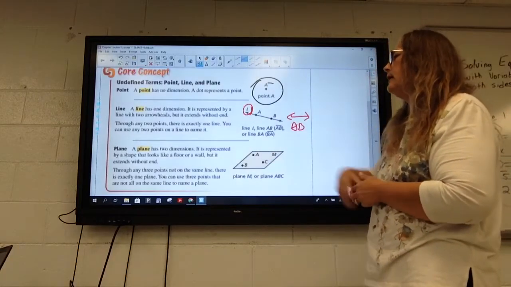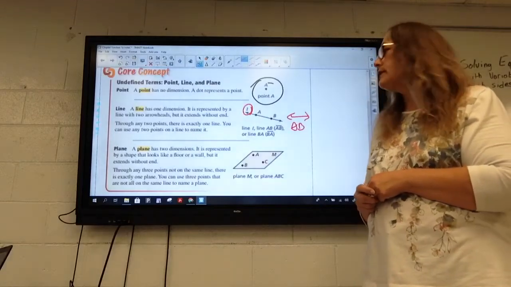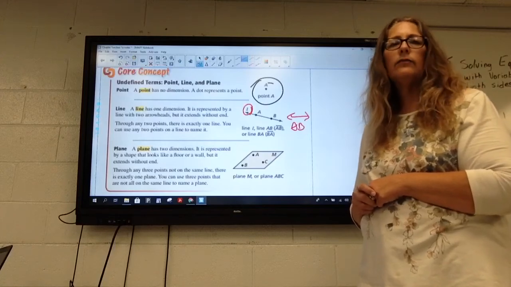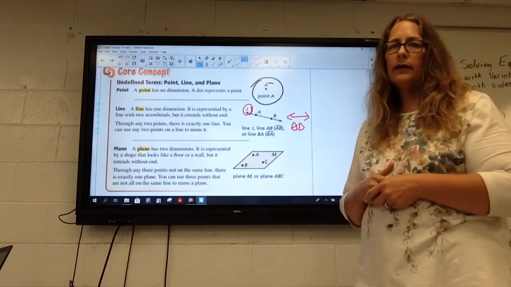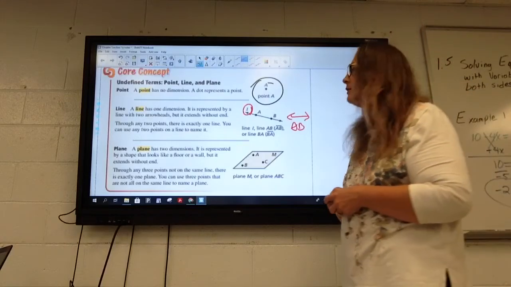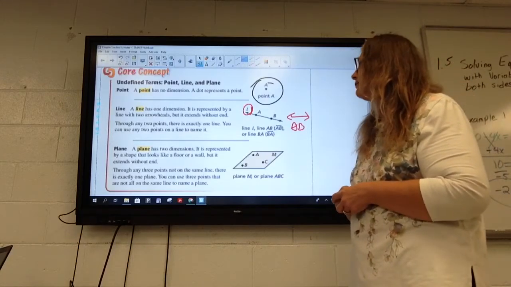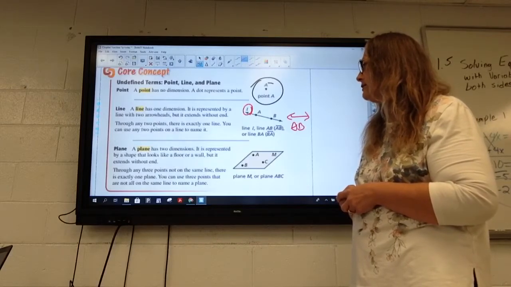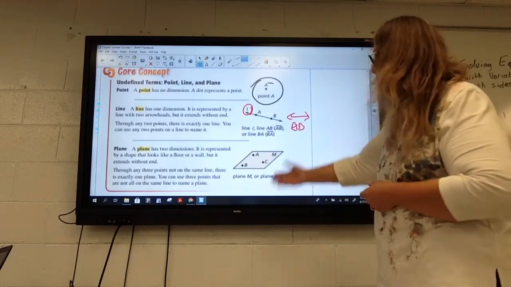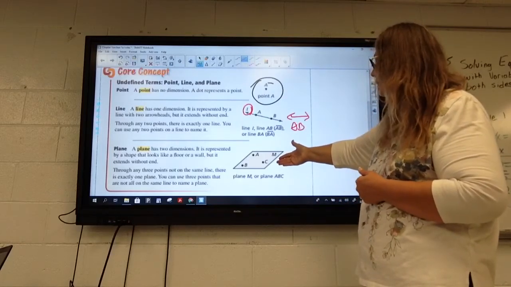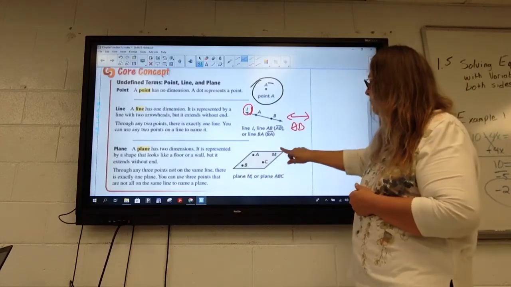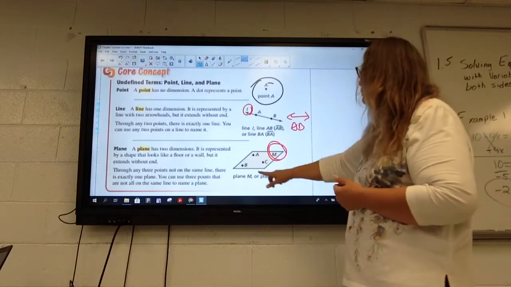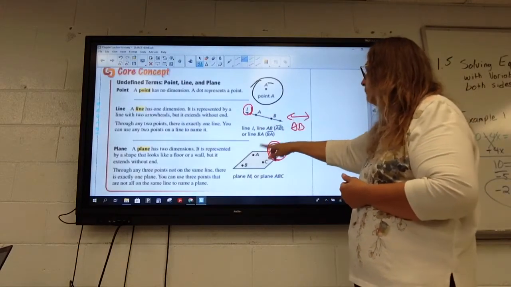A plane. A plane has 2 dimensions. It is represented by a shape that looks like a floor or a wall, but it extends without end. The floor has boundaries. We use the boundaries to represent it. Through any 3 points not on the same line, there is exactly one plane. You can use 3 points that are not all on the same line to name a plane. So here's our shape to represent our plane. We can name this with plane M. It's this letter up here by itself without a dot, or 3 points that are not on the same line. Point A, B, C.